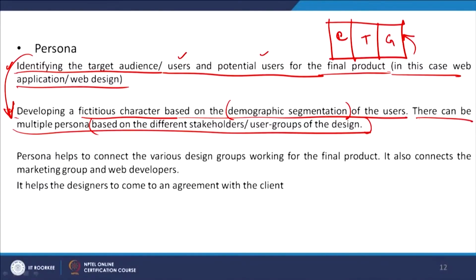So, what is demographic segmentation? Segmentation is the process of dividing, and the segment is the parameters based on which one persona is different from the others. This segmentation can be based on demographics, age, sex, the language they speak, or location based segmentation. It can be task based segmentation.